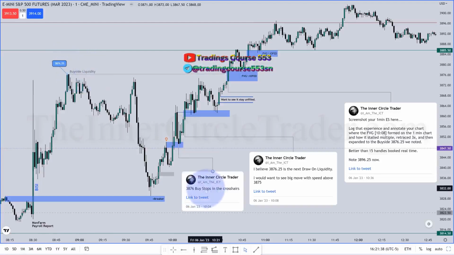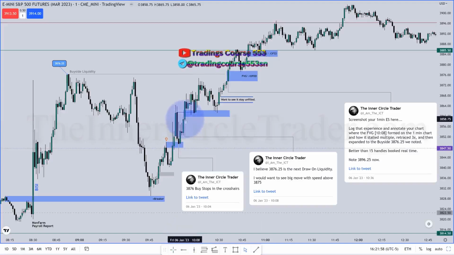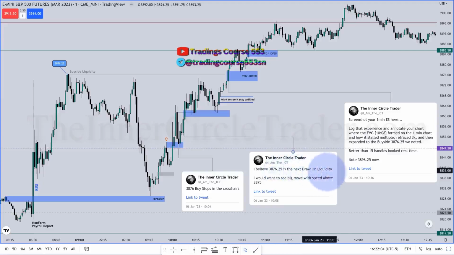Buy stops and buy side liquidity is the same thing interchangeably. In the crosshairs means it's likely to go up there. Okay, that's what my language is implying there. And in this tweet, follow the line to it, goes right up to that candle right there. What's the time of that candle? Look down here. What's the time on that candle? 10:08. I believe 38.76 and a quarter is the next draw on liquidity.